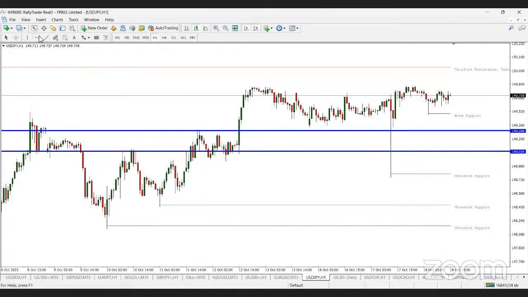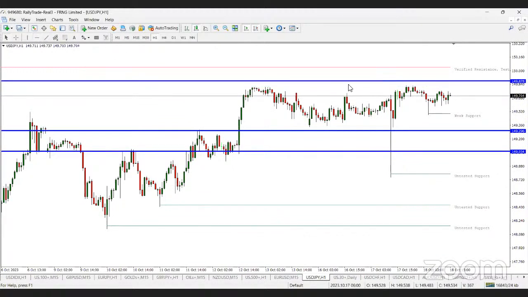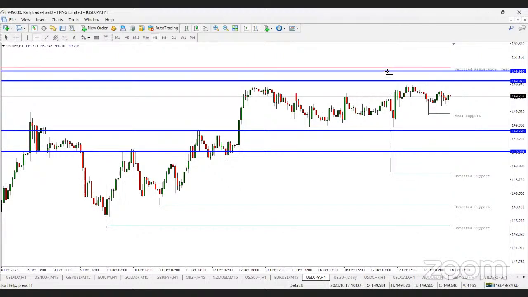And then for the buy stop, you can go above this rejection point here and just look out for about 10 pips. So you can have it at 149.870, take profit at 149.990.